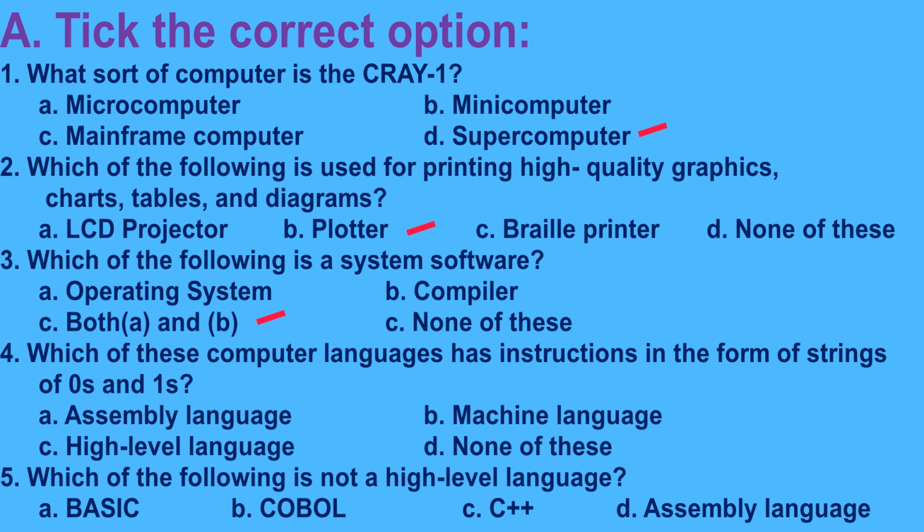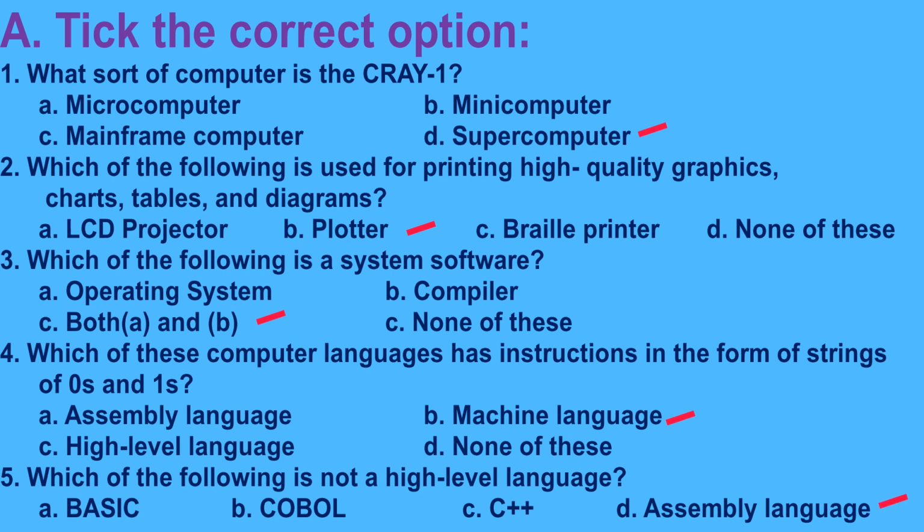Second question is, which of these computer languages has instructions in the form of strings of zeros and ones? Option A, assembly language. Option B, machine language. Option C, high-level language. Option D, none of this. And the right option is option B, machine language. Third question is, which of the following is not a high-level language? Option A, BASIC. Option B, COBOL. Option C, C++. Option D, assembly language. And the right option is option D, assembly language.